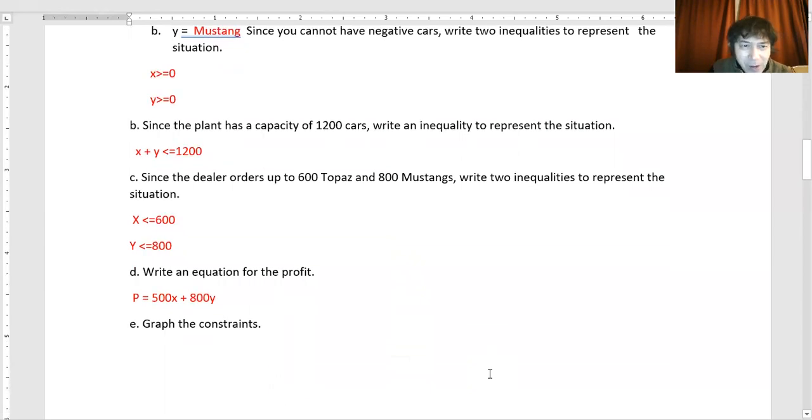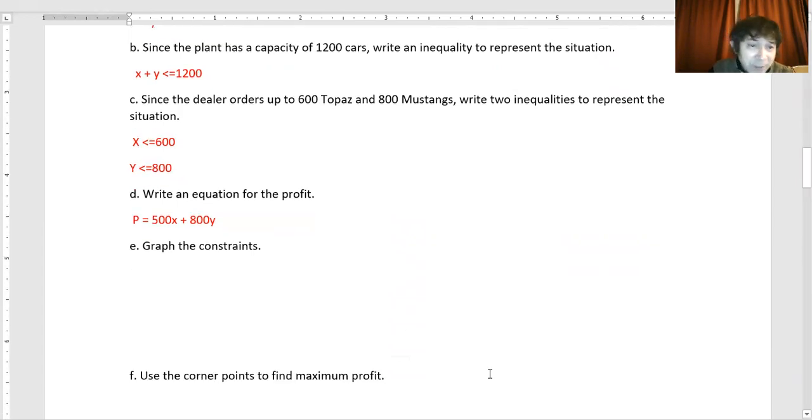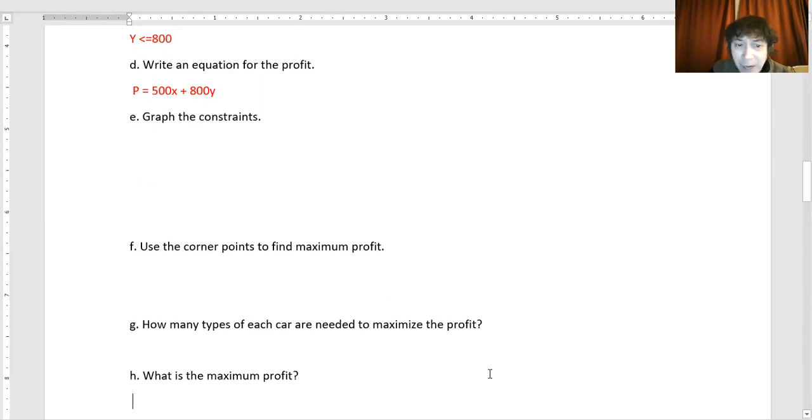Now, we have the letter E part: graph the constraints. Okay, we will be doing this in the other screen. Before we do that, let's continue with letter F. Letter F, use the corner points to find the maximum profit. And then for G, how many types of each car are needed to maximize the profit?